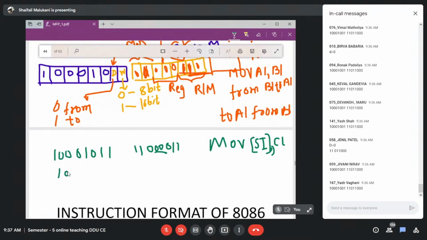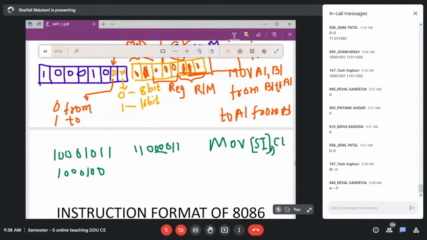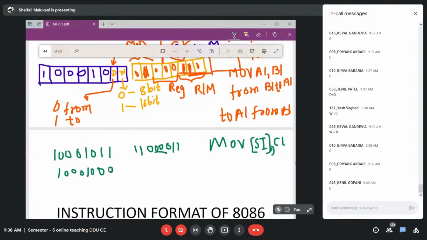First 6 bits are clearly seen. What will be the D bit? D bit will be 0. 0 indicates from register. So D is 0, correct? What about W? W is also 0. Why? Because it is an 8-bit operation, correct? What next? What about mode?